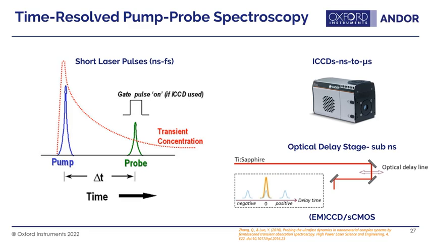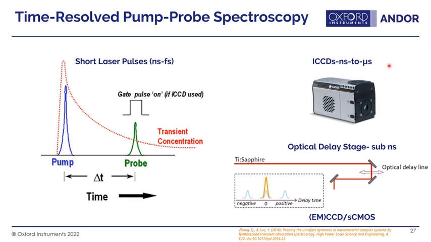Now, these pulses can be extremely short in time, from nanoseconds to picoseconds to femtoseconds, and people are now even producing attosecond pulses. That's 10 to the minus 18 seconds. How to probe this transient concentration depends on the time resolution the experiment needs, or how small this delta t is.